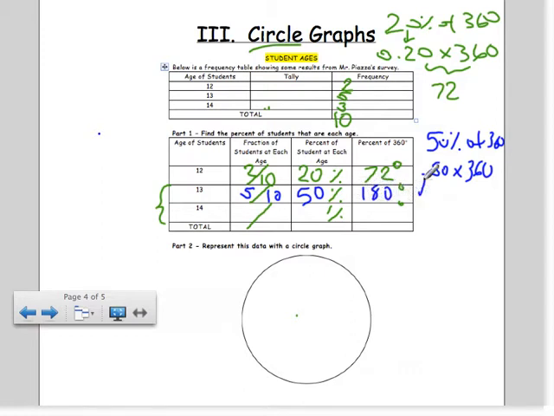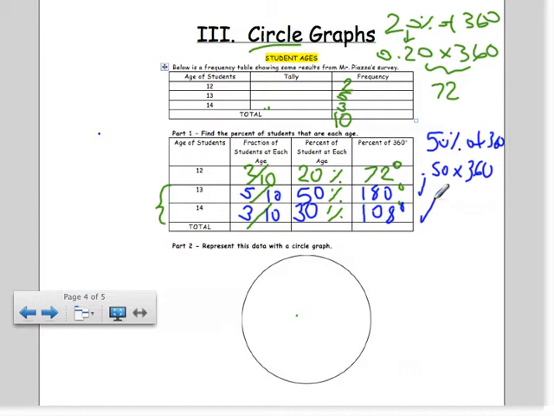Next, 14-year-olds, there's 3 students out of 10. 3 out of 10 would be 30%. And 30% of 360, when you found it, would be 108 degrees. I hope you got that right. So now you have these 3 groups, 72, 180, and 108, and now you need to build it.